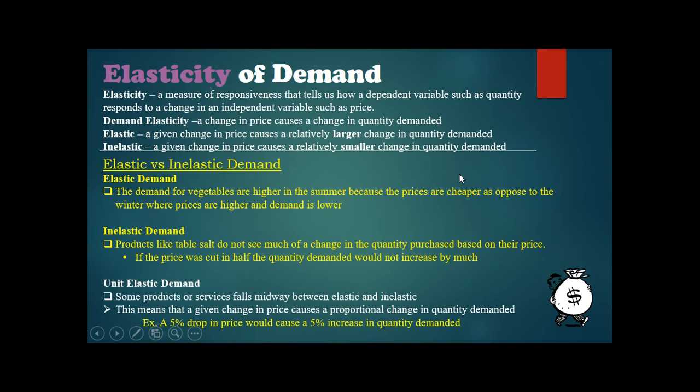And then the last thing is unit elastic demand. This is where some products or services fall midway between elastic and inelastic.